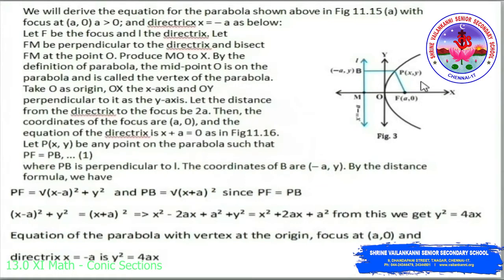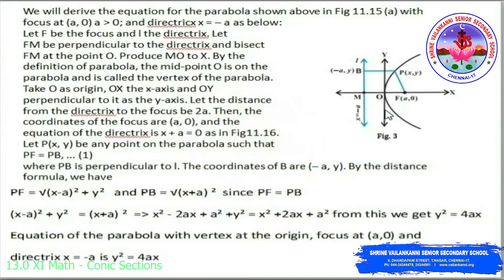Here the focus is the point a comma 0. The directrix, which is the fixed line, is x equal to minus a. So the point is minus a comma y. Let FM be the perpendicular to the directrix and bisect FM at O. Produce MO to X. By the definition of parabola, the midpoint O is on the parabola and is called the vertex of the parabola.